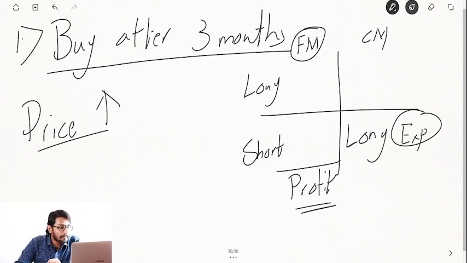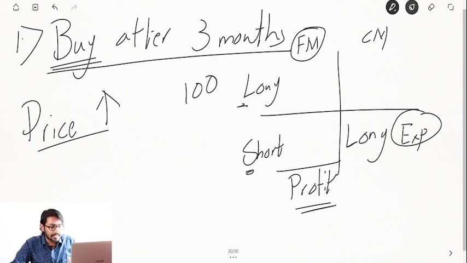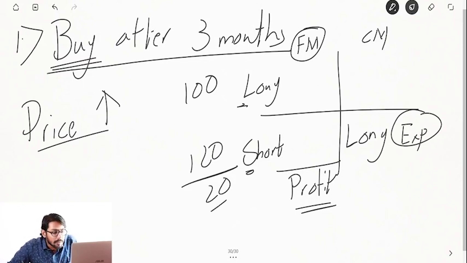Understood? So if you want to buy after 3 months, you are concerned about an increase in price. So what do you do? You create a situation in the futures market whereby an increase in price is favorable to you. If you buy today for 100 rupees and tomorrow the price increases to 120 rupees, you are getting a 20 rupee profit or not? So this situation is favorable to you.